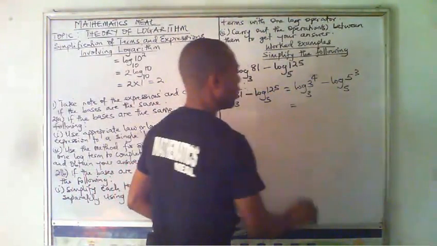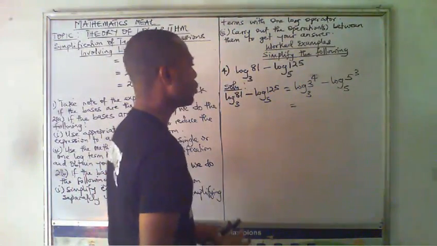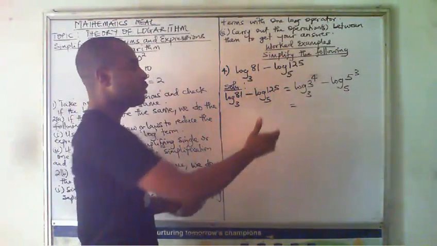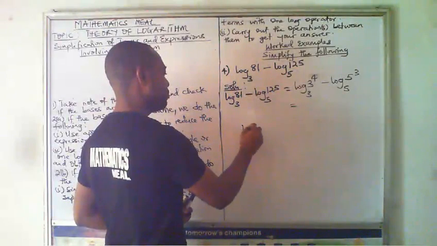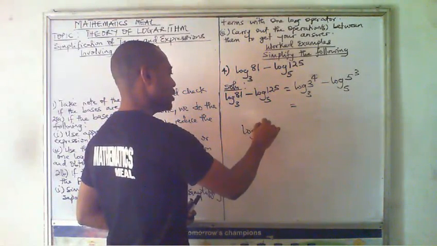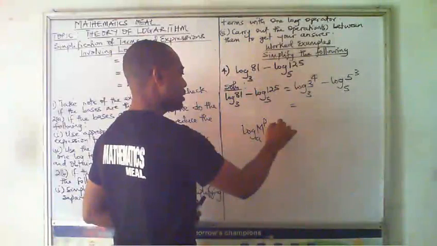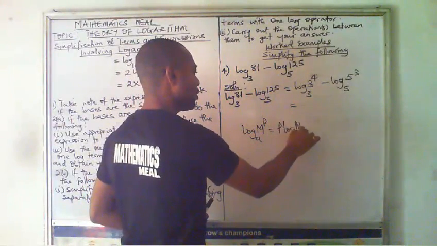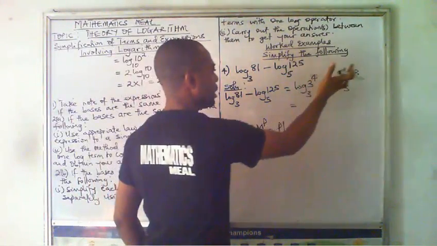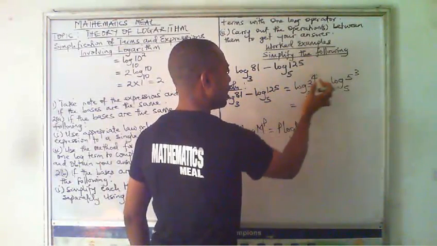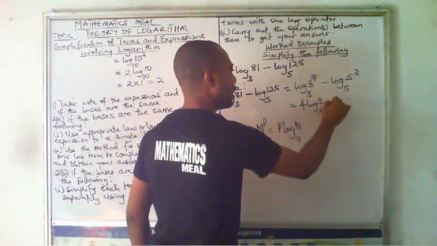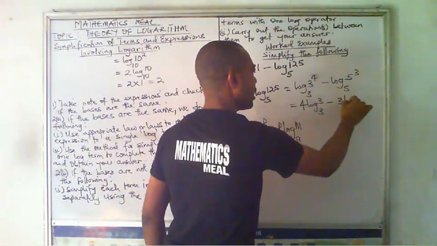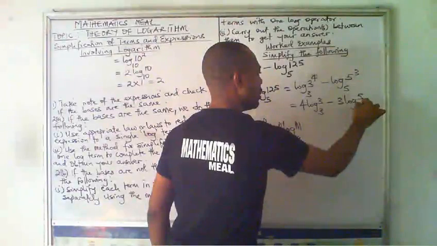So we clear this. Remember the methods. We need to remove this power using the third law. Emphasis again, let me repeat it: log of m raised to the power p base a is the same as p log m in base a. So we apply this here and here. That will give me 4 log 3 in base 3 minus 3 log 5 in base 5.